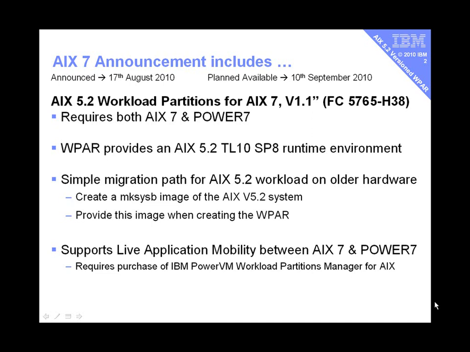We simply need to create a mksysb on our old machine, pull it over to our Power 7 machine. We can then create a workload partition to run it. Also, note that we can still do live application mobility between machines. That is a feature that comes with a separate product, the Workload Partitions Manager, and that's still true.